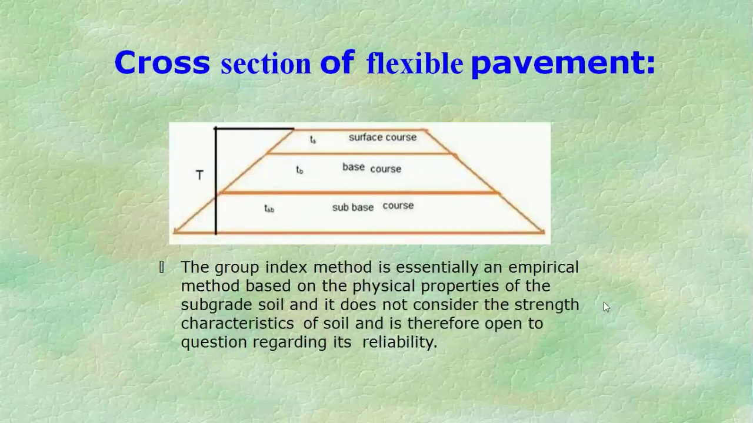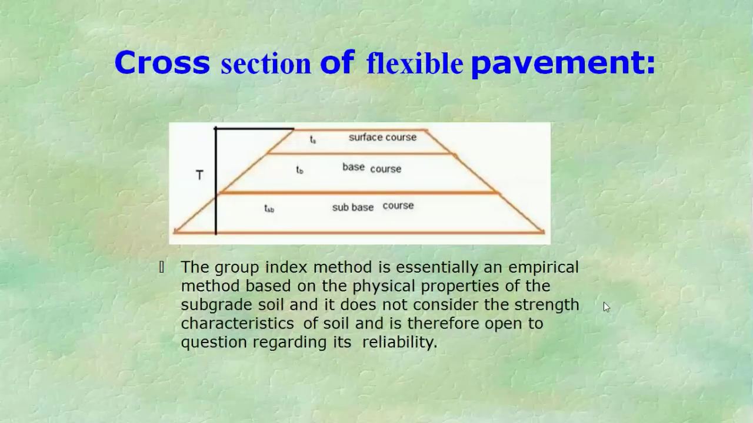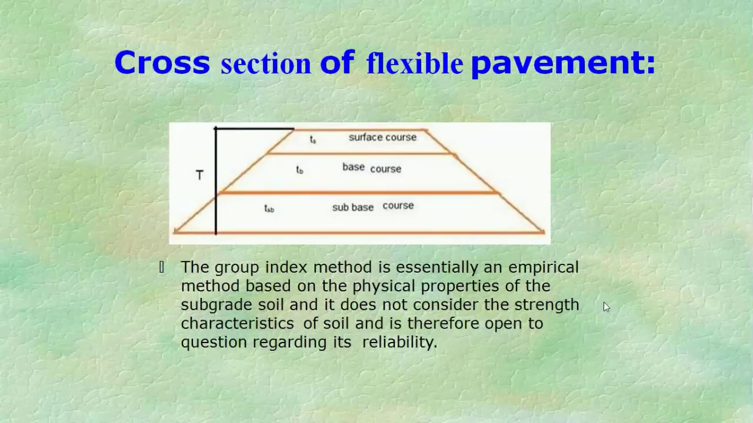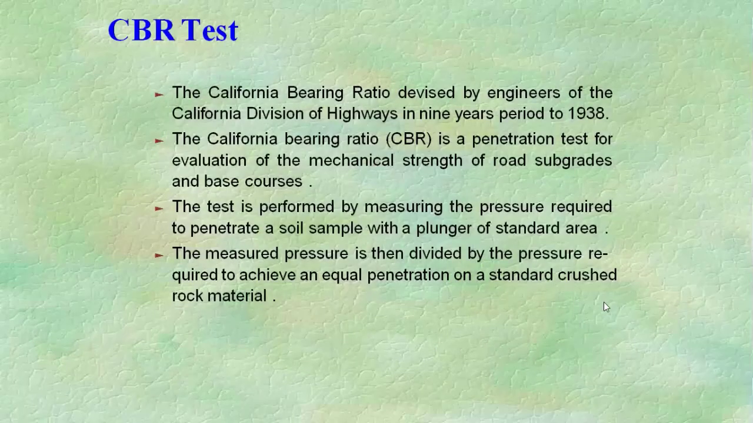So as we know, this is the cross section of the flexible pavement. Basically, the group index method is essentially an empirical method based on the physical properties of the subgrade soil, and it does not consider the strength characteristics of the soil, and therefore it is open to question regarding its reliability. So the next is the California bearing ratio test.